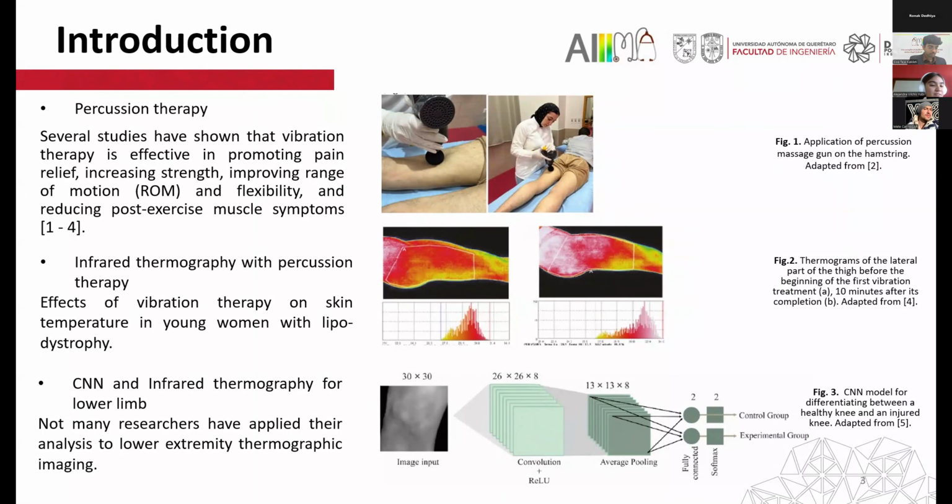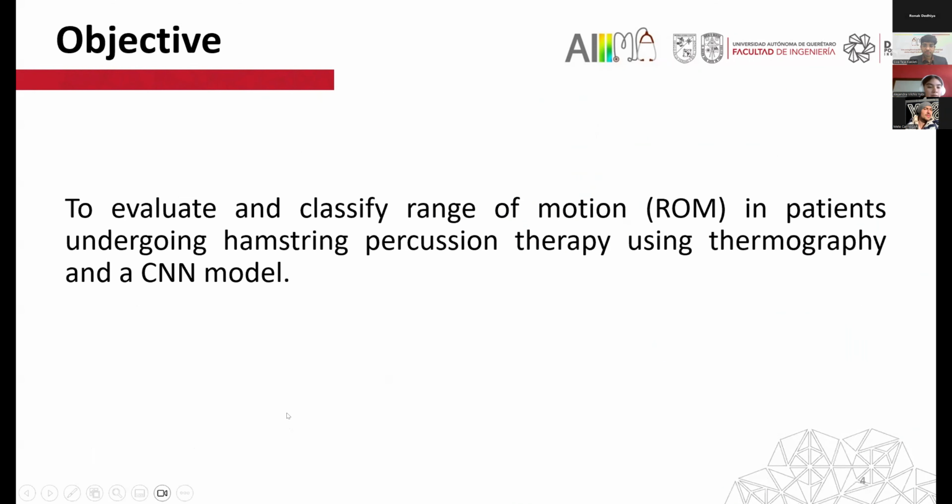Changes in temperature in subcutaneous tissues and skin caused by vibration therapy can be detected by using thermography. In a study of 2019, thermography was used as a tool to study the effects of vibration therapy on skin temperature in young women with lipodystrophy. As shown in figure 2, they obtained thermographic images before and after the first and last intervention, and the analysis showed an increase in the skin temperature.